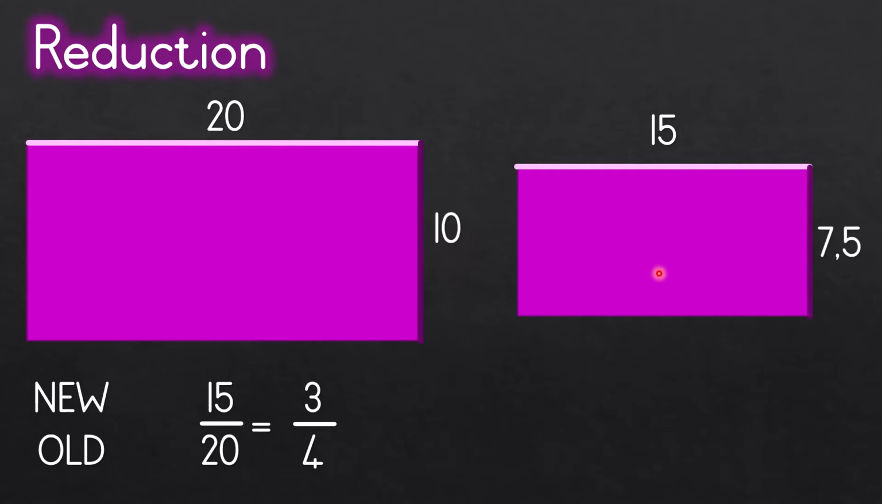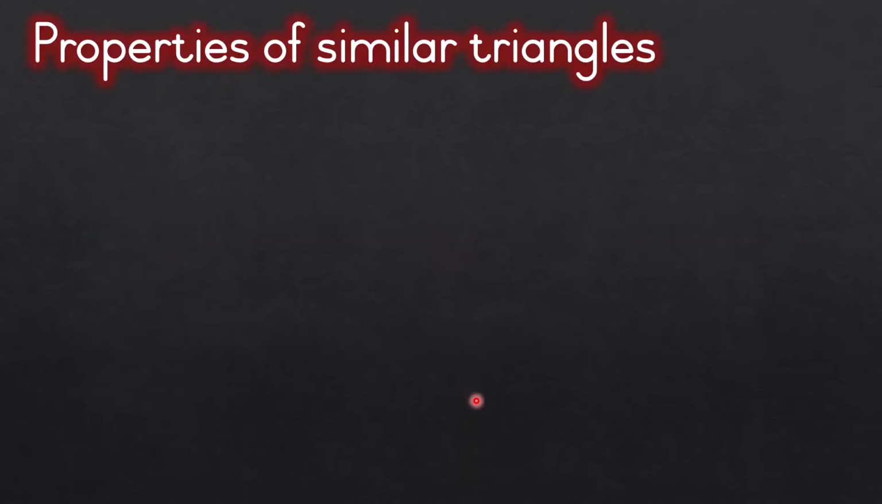10 over 7, 5. Let's see if the ratio is the same. We write it as a fraction, simplify, 3 over 4. So our ratio, our reduction ratio, is 4 to 3. It became smaller. So that is reduction. So now, what else do we know about this?